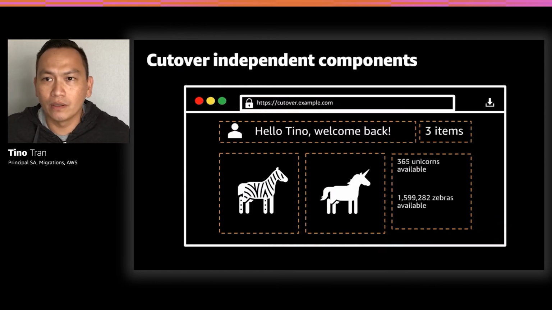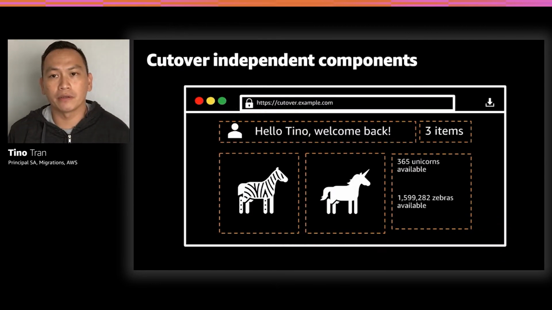In addition to gradually migrating by using CloudFront or Route 53 with DNS, you can also cut over independent components within your application if you're architected appropriately. If you look at this example web application, we have a number of different components. We have a profile, so it knows my name. It has a shopping cart with 3 items. It has static assets, we're selling zebras and unicorns. And then it also has dynamic content that gets updated as things are purchased.